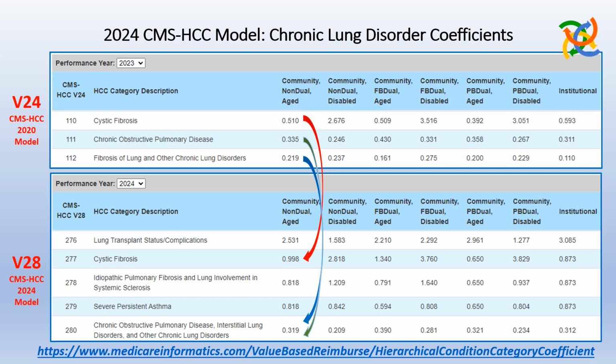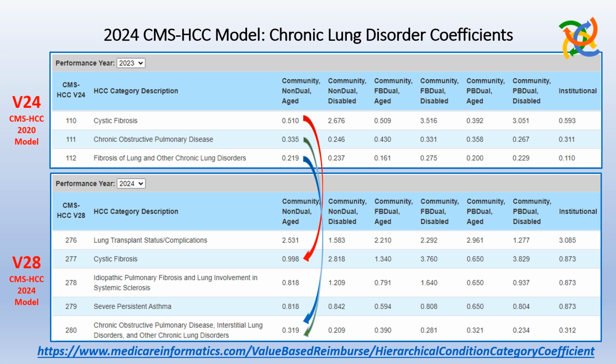V24 HCC 110, cystic fibrosis, has all of its codes moved to V28 HCC 277, cystic fibrosis, with an increase in RAF of 0.488. V24 HCC 111, chronic obstructive pulmonary disease, had all of its codes moved to V28 HCC 280 with a decrease in RAF of 0.016.